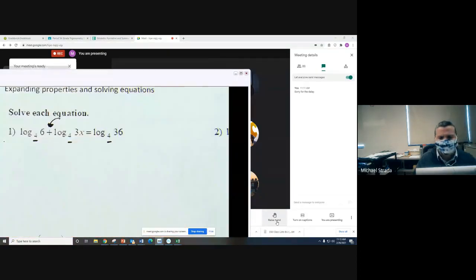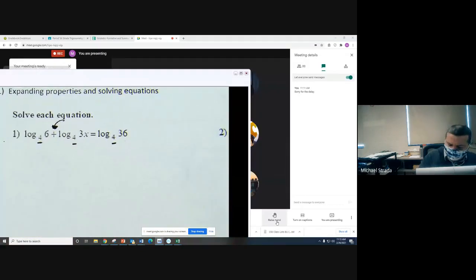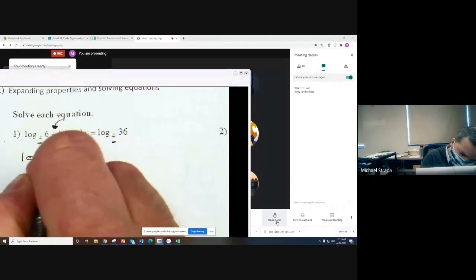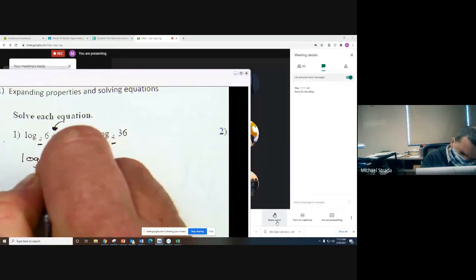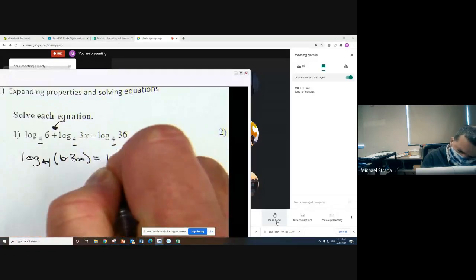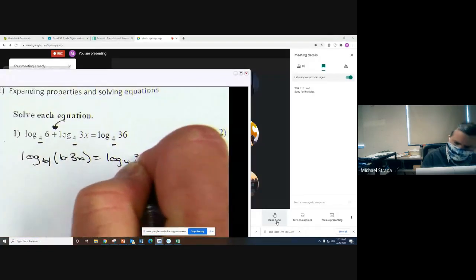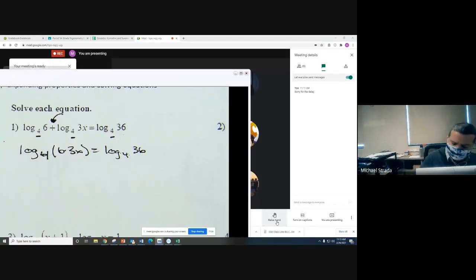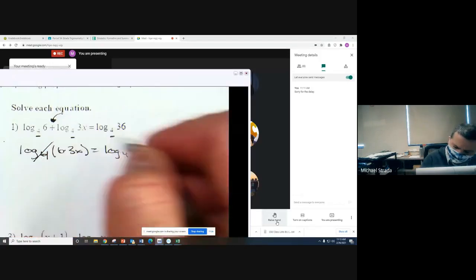So the properties you got quizzed on yesterday. We know we turn addition into multiplication. So this becomes log 4 of 6 times 3x equals log 4 of 36. And now here's where the one to one kicks in. Because they're both log 4s, we can cancel out.